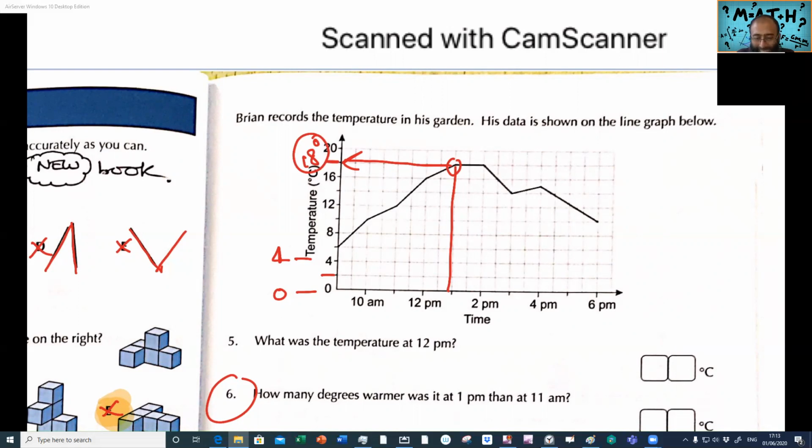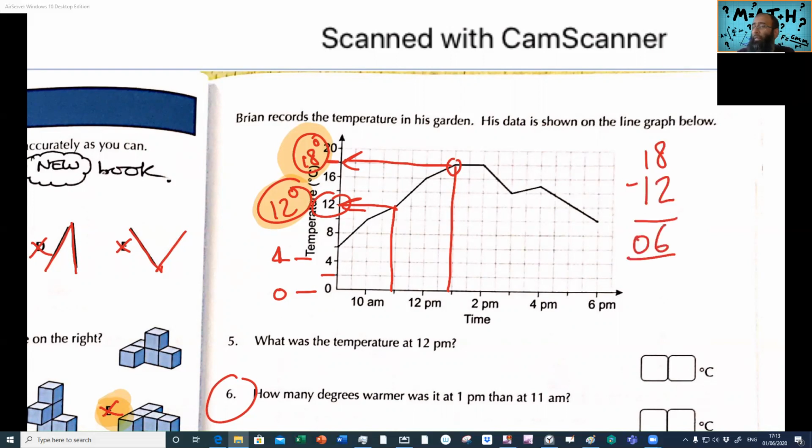So that's going to be 18, and then it wants to know it at 11 a.m. So 11 a.m. is over here. So what is it, 11 a.m.? 12. And what was it at 1 p.m.? 18 degrees. So the question is, how much is it warmer? So we need to minus them. And so that gives us 6. Done.